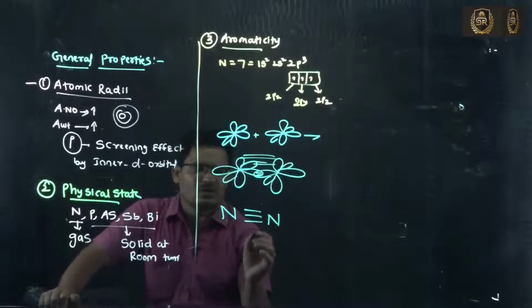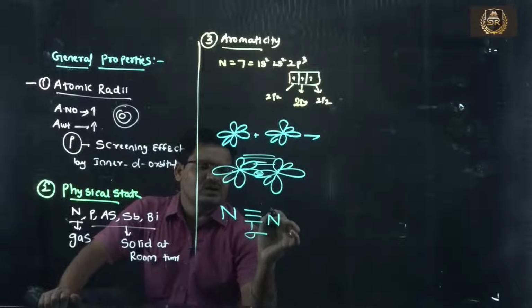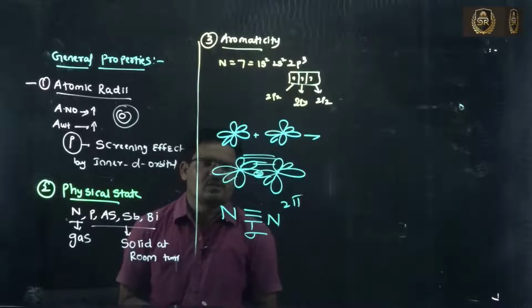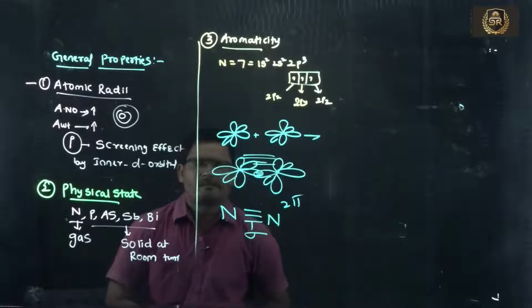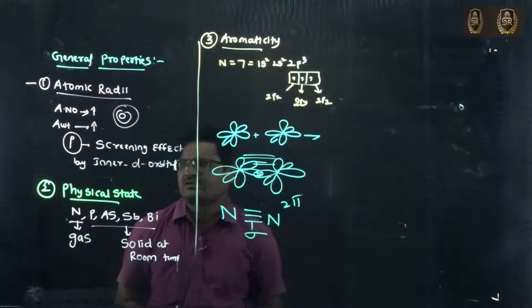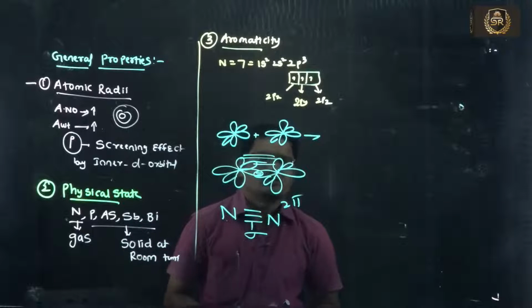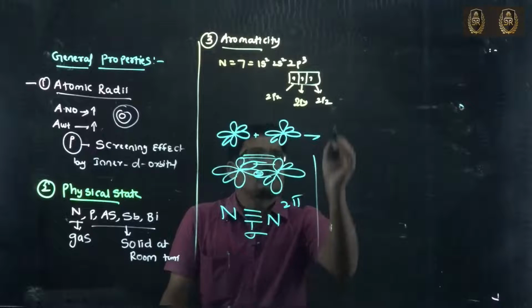Nitrogen contains a triple bond. In this triple bond, one is sigma, the other 2 are pi. Sigma bond is formed by end-on overlap, pi bond is formed by side-on overlap. That's why nitrogen contains a triple bond. But other elements are tetraatomic.